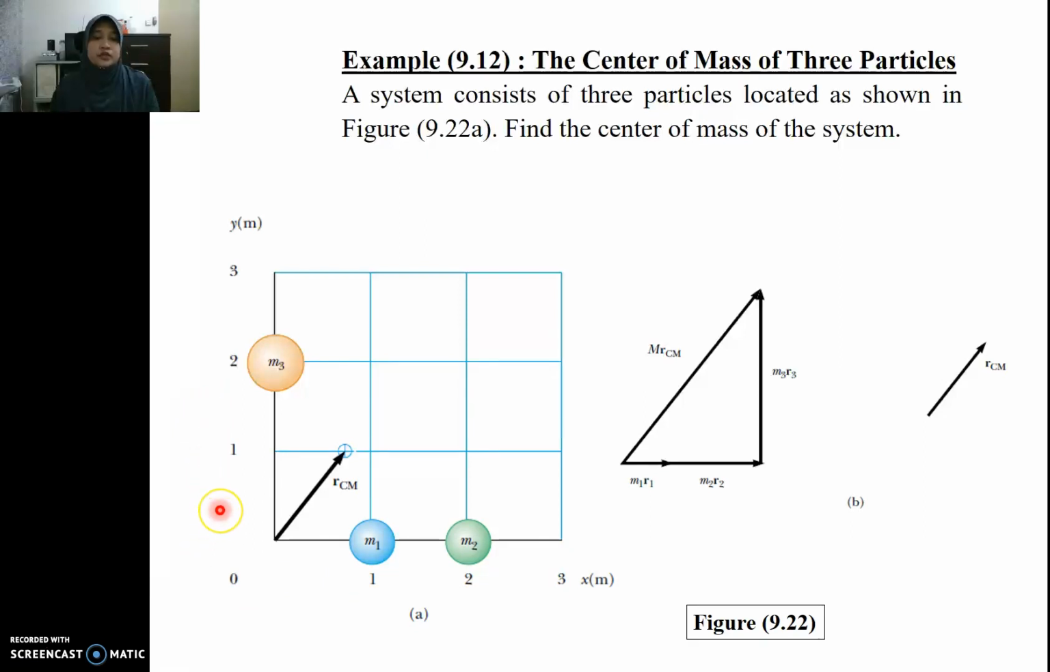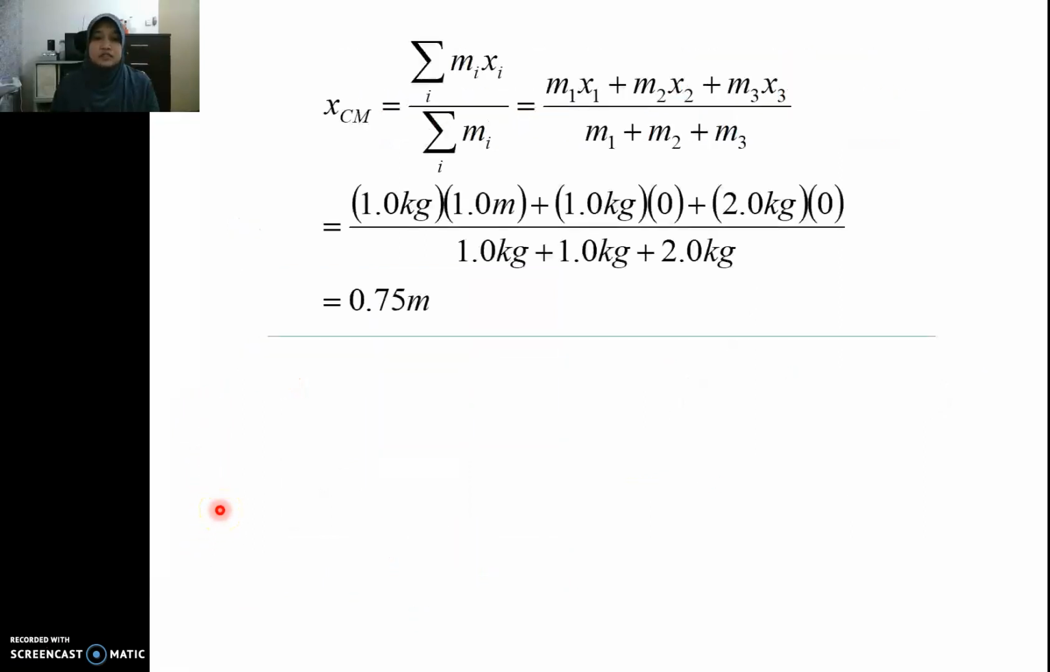So we use the formula to calculate the center of mass for xcm. We do the summation of m1x1 plus m2x2 plus m3x3, then divide by the total mass of all the particles, m1 plus m2 plus m3. So we substitute the values, and we get the x coordinate of the center of mass as 0.75 meter.